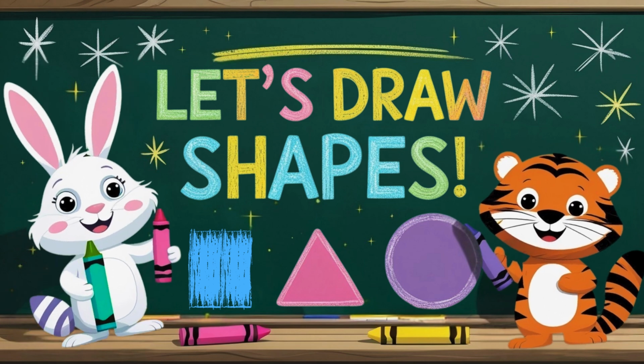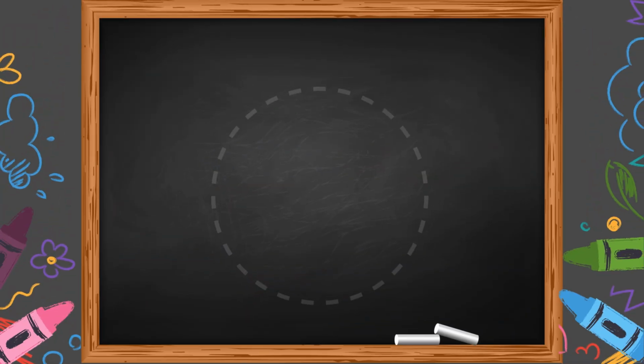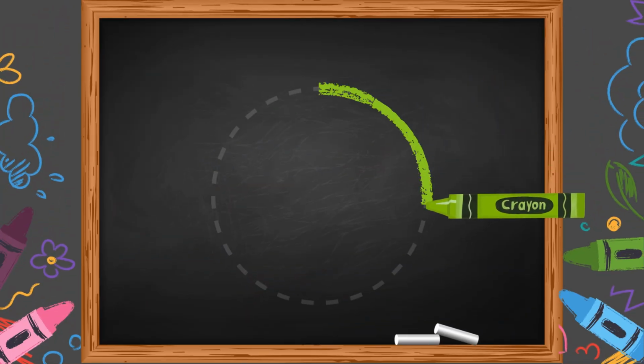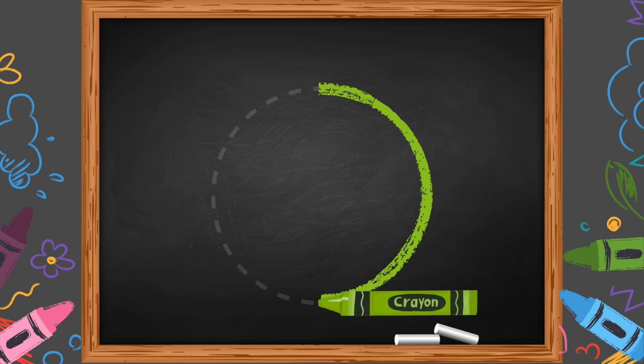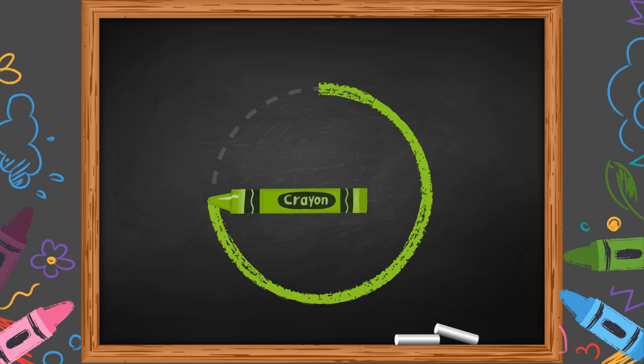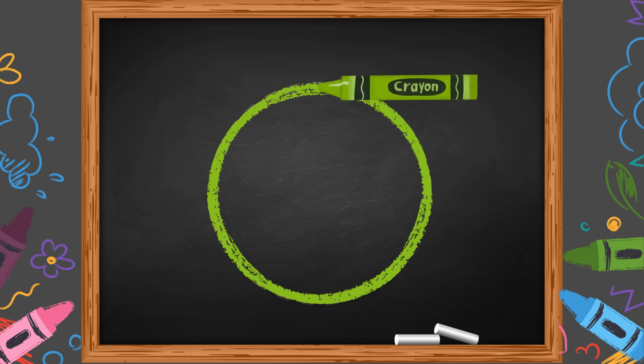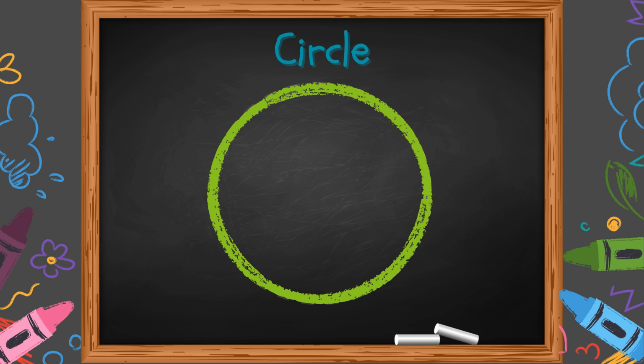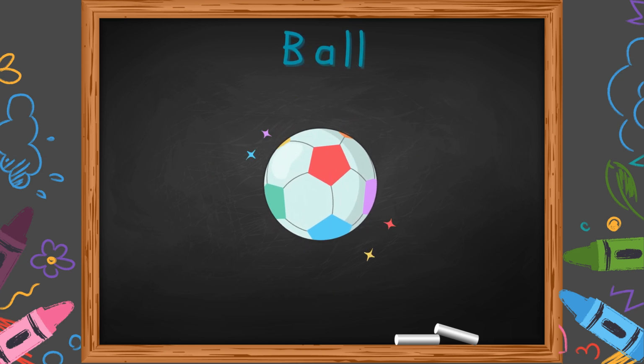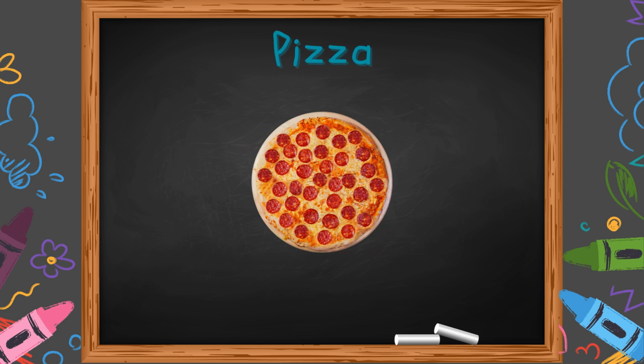Yay! Let's draw! Let's draw a circle. Start at the top. Go around to the left. And keep going in a big loop. Now meet back at the top. Yay, we did it! You might see a circle in a ball. A pizza. Or a clock.